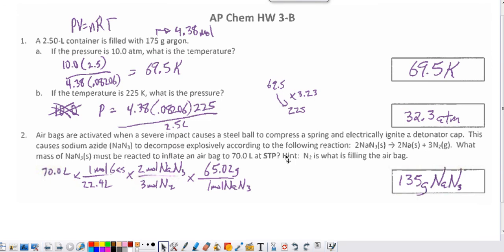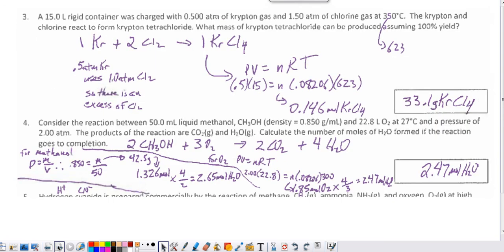Number 2 is the airbag question. It's at STP, so I can change the volume into moles using 22.4 liters is 1 mole of any gas. I do have to then convert it, though, to sodium azide, because the question is what mass of sodium azide, so I used the 2 to 3 ratio between nitrogen and sodium azide and converted it to grams. Bam. We're going to talk about your Airbag Lab at the end of all of this.